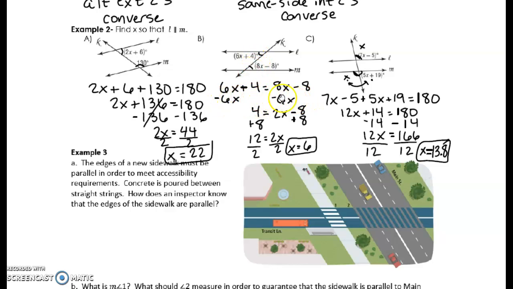So 6x plus 4 equals 8x minus 8. Then we subtract 6x from both sides, add 8 to both sides, so we have 12 equals 2x, divide by 2, and we know that x equals 6.